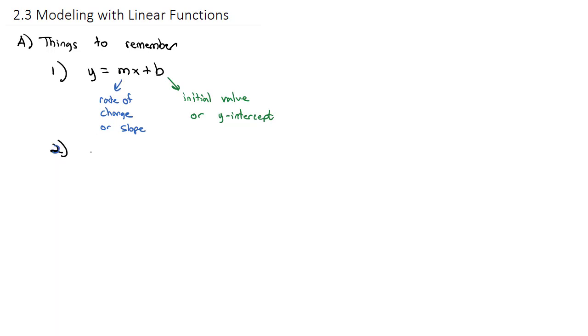The way we find the m, the rate of change or the slope, is we can take y2 minus y1 over x2 minus x1. If you can remember that information, you can probably solve just about any linear function problem you come across in any context. But let's practice a few together. Let's take a look at some examples.